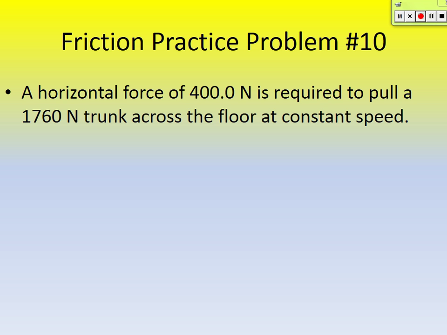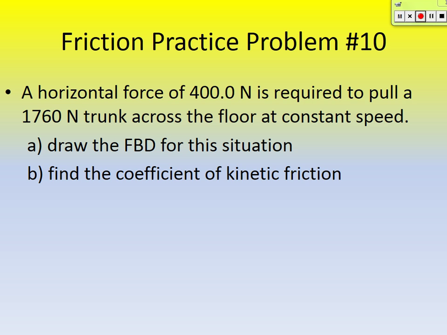So let's do practice problem number 10. Practice problem number 10 says a horizontal force of 400 newtons is required to pull a 1,760 newton trunk across the floor at constant speed. Okay, it looks easy because it's only one sentence long. But there's a lot of information in that one sentence. So, let's just break it down. Let's do part A first. It says, draw the free body diagram for this situation.